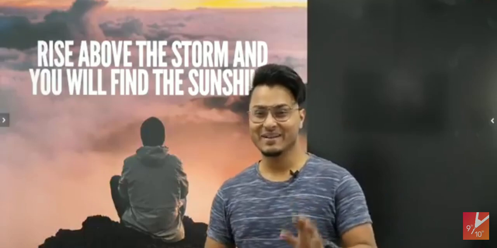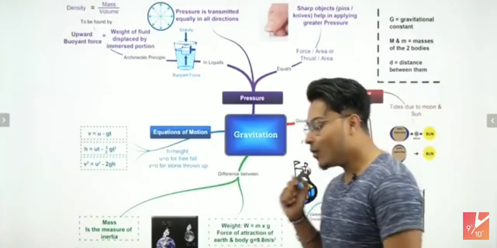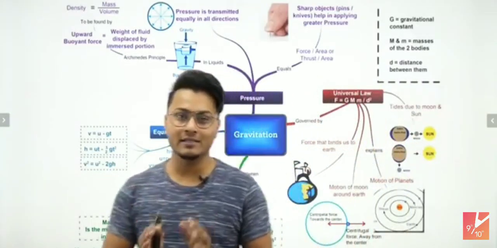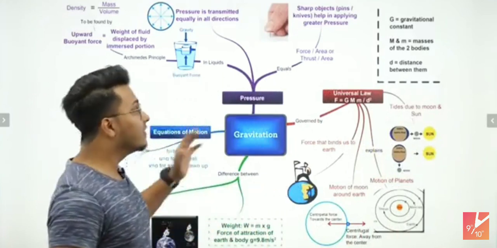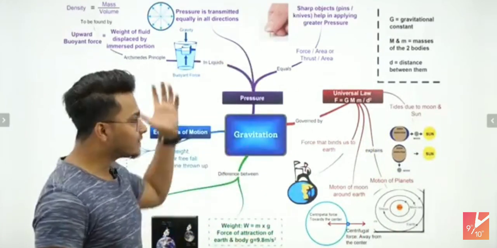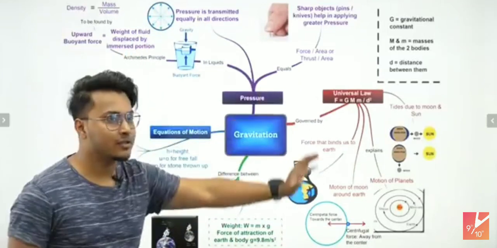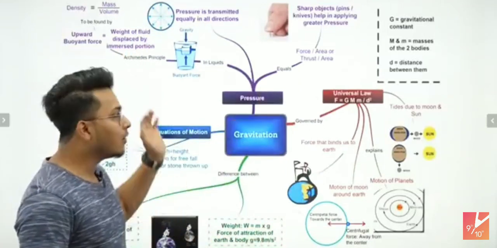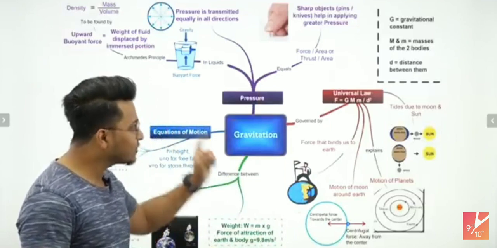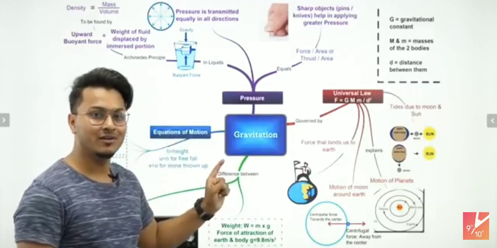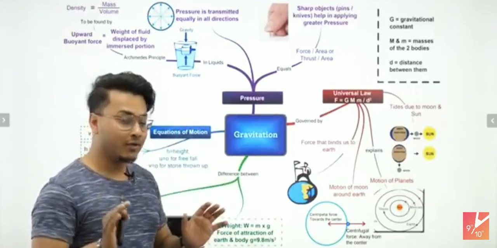ठीक है? कूल. Okay, so how we gonna do this? We are going to understand the topic of gravitation with the help of a mind map. Now what is this mind map? Very simple. It contains all the topics of this particular chapter in just one single image here. That's the beauty of the mind map.